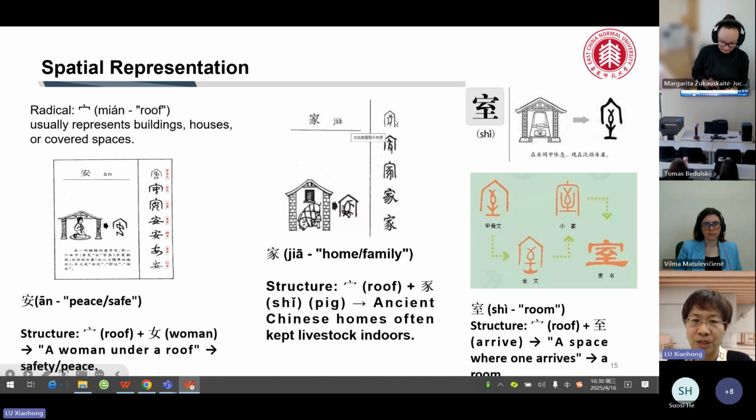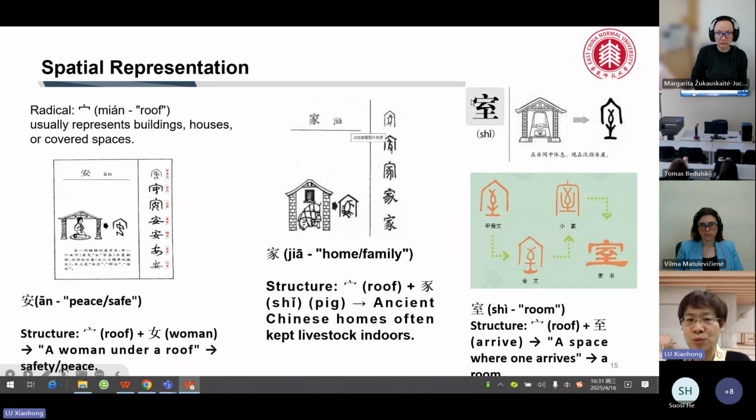So here is how the word pig changed from looking very much like the real-world object to the regular script, where the lines are more straight. And this word is pronounced as 豕, it means pig. So for 家, it has the roof and it has the pig in it. That means home or family. So that's what the radical 宀 indicates.